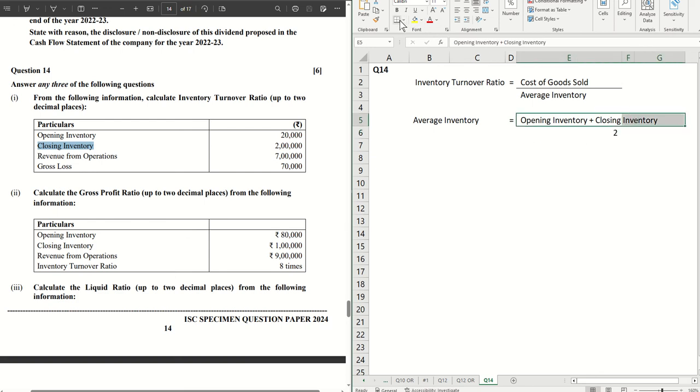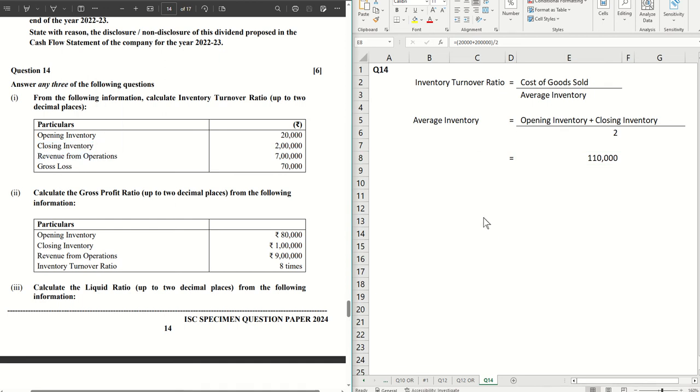Okay, so let's put the value as well. 20,000 plus 2 lakh. Then this entire thing will be divided by 2. So let's put bracket here by 2. 1,10,000 is the average inventory. All right, the first part is done.